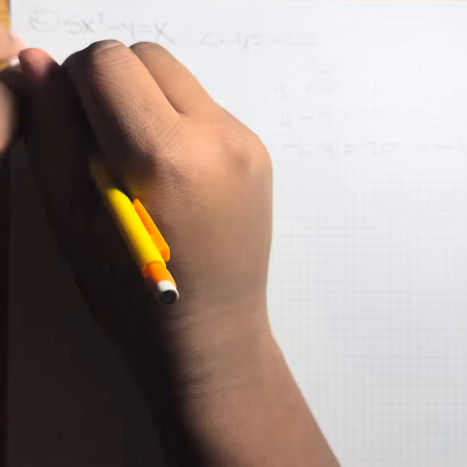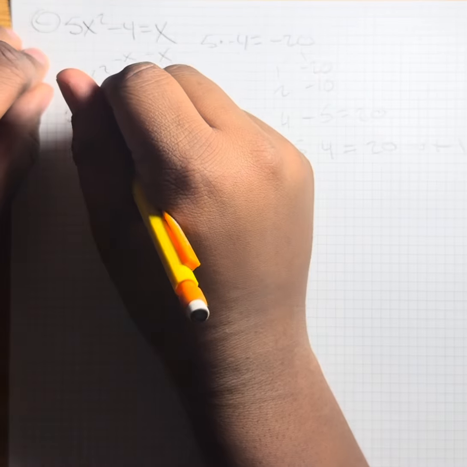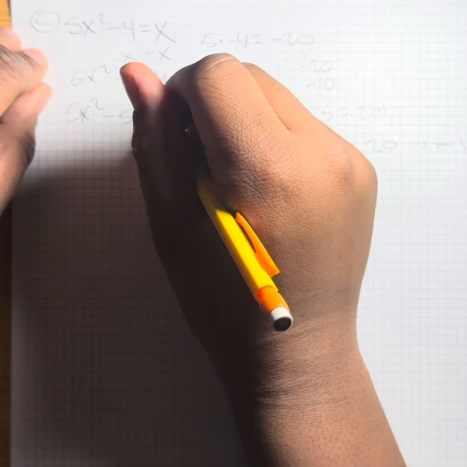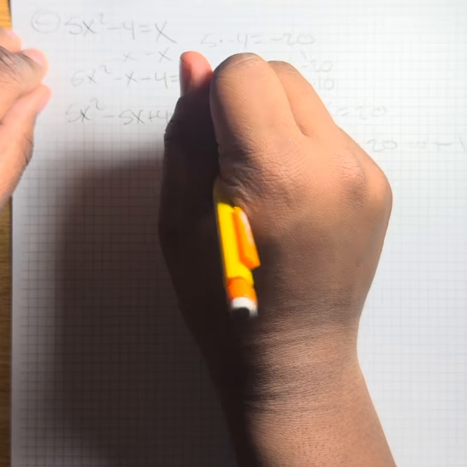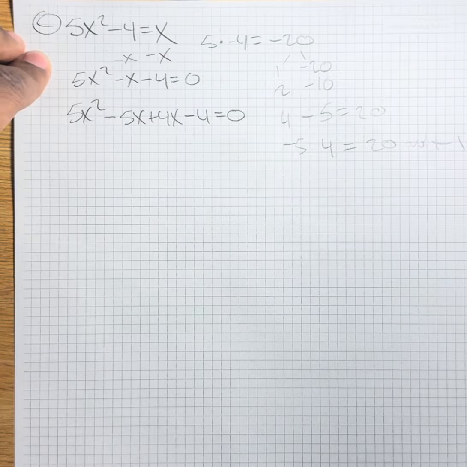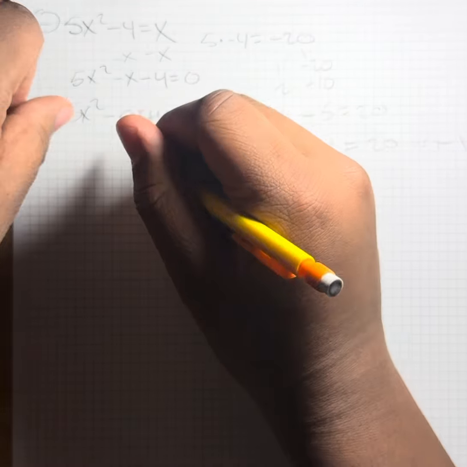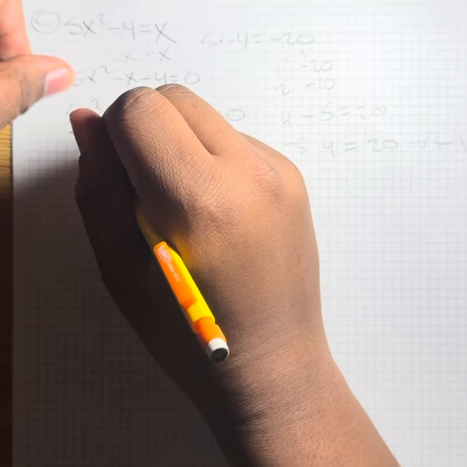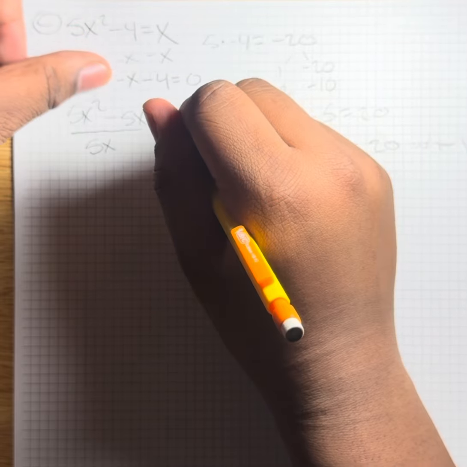So we can rewrite the problem as 5x squared minus 5x plus 4x minus 4 equals 0. Now we can look at it and see what we can take out of both sides. This side we can take out 5x, and this side we can take out 4.